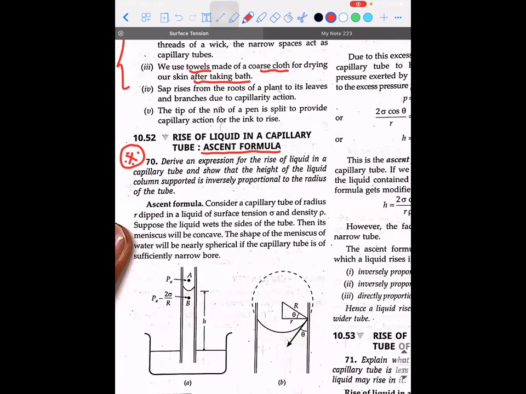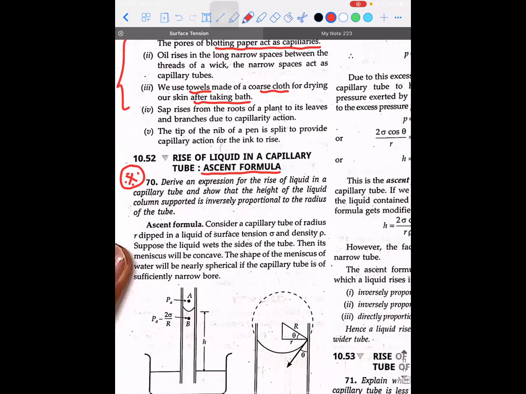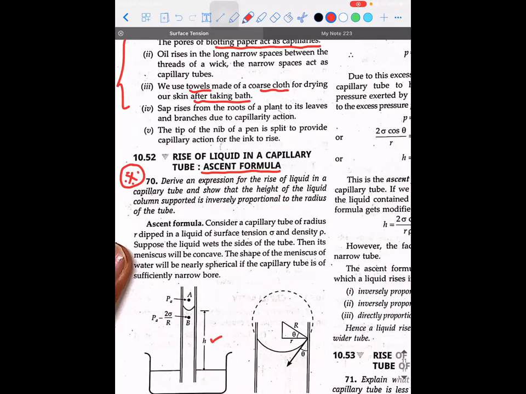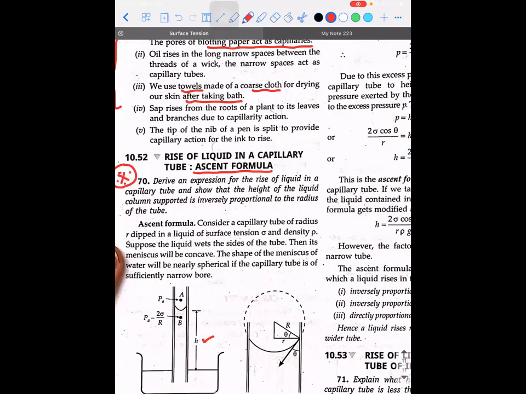What we are going to do is calculate the height through which the liquid is going to rise. I told you, when you immerse a straw, the liquid is going to rise. Our interest of study will be to what height it is going to rise. Like when you use different liquids, how do you find the height to which they are going to rise?